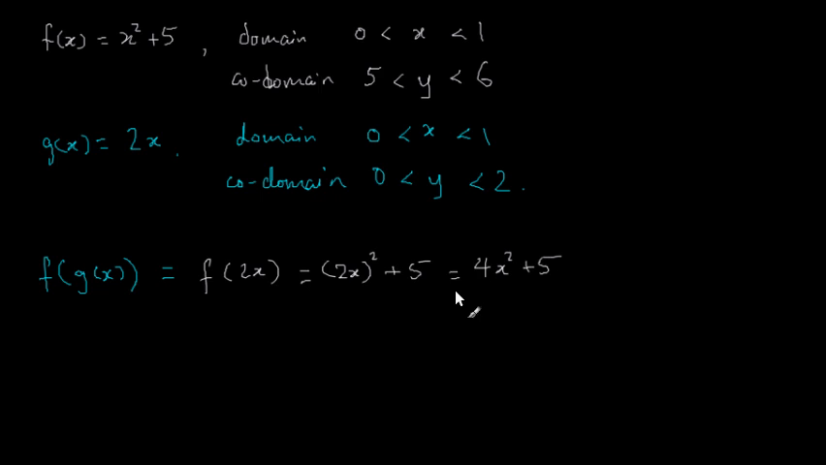So it looks okay, no problem, fairly straightforward. I got a formula for the composite function. It's fine. But I haven't talked about the domain and the codomain. And as we'll see, there might be a problem. Now to see what happens, let me get an idea of the range of g(x).